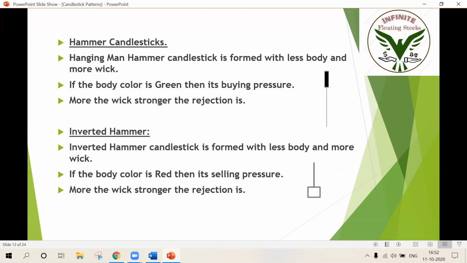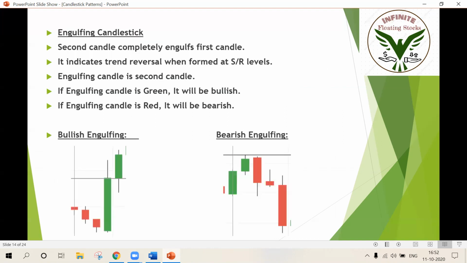All right. Let's get on to another candlestick pattern, which is also very important. The engulfing candlestick pattern. The third candlestick pattern is the engulfing candlestick. Just read the lines first. The second candle completely engulfs the first candle. I repeat, in the engulfing candlestick pattern, the second candle completely engulfs the first candle.